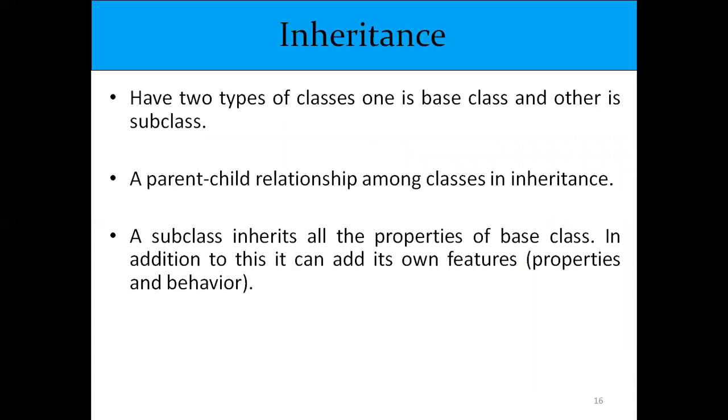It mainly consists of two classes. One is the base class, another is the subclass. It maintains a parent and child relationship, as I mentioned in the previous example. A subclass inherits all the properties of the base class. In addition to that, it may have some of its own properties. Properties, or you can also call them behavior.